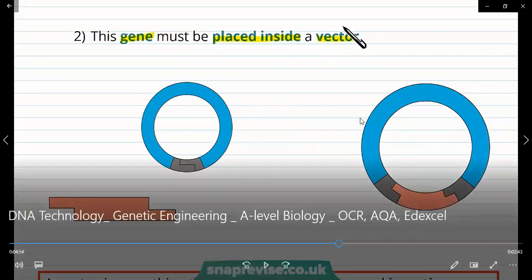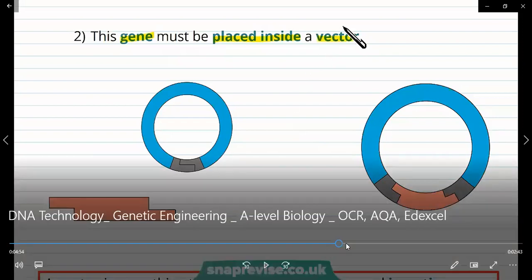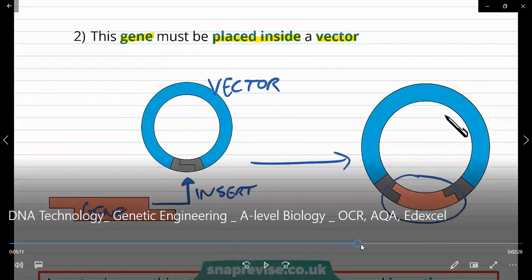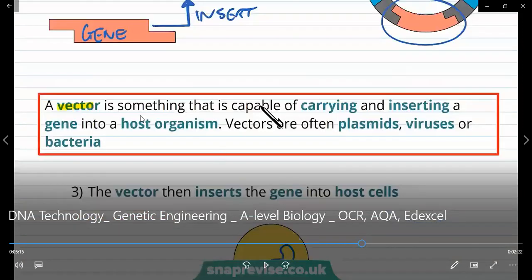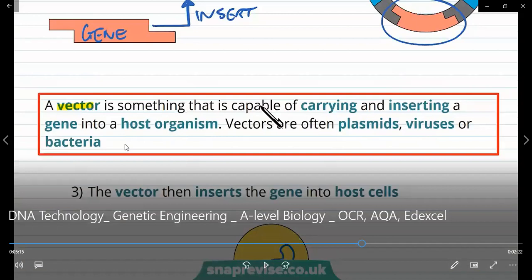So now once we have a vector that has taken up our gene of interest, the next thing we need to do is to get that vector into our cell of interest. Now, we don't only use plasmids as vectors. We do have other types of vectors that we can use as well, which he mentioned. So it says that the vector is something that is capable of carrying and inserting a gene into a host organism. Vectors are often plasmids, viruses, or bacteria. So plasmids are the most common ones. Viruses can be used as well because viruses can infect bacteria, but plasmids are most often used.